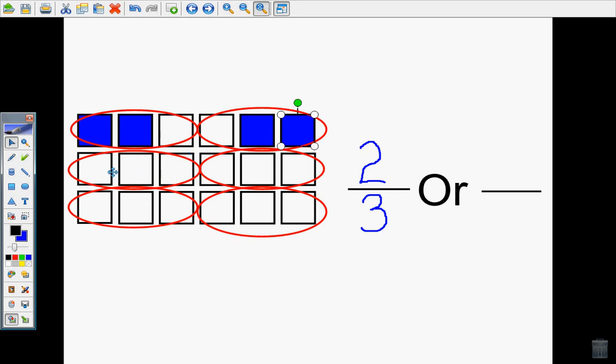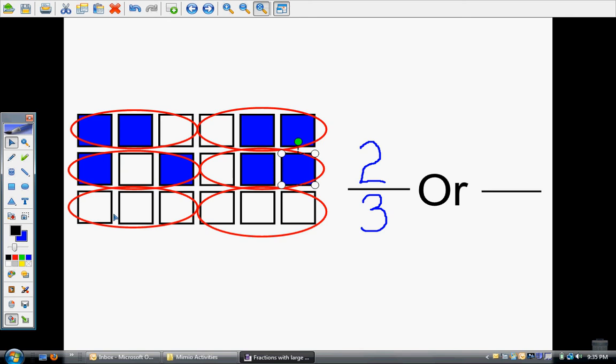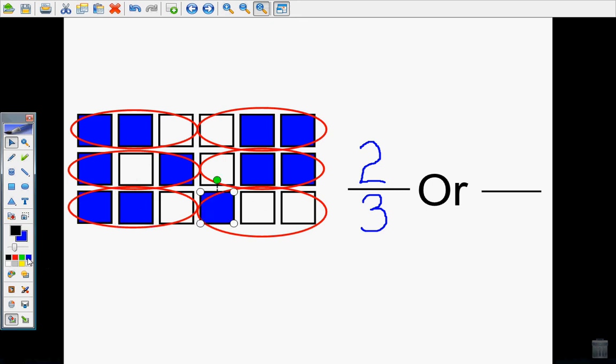I want 2 out of the 3 colored in. Doesn't matter which 2 I color in. Maybe this one and this one. But I want 2 out of the 3 colored in. Moving to my next set, I want 2 out of 3 colored in. Moving to my next set, I want 2 out of 3 colored in. And last but not least, out of this set, I want 2 out of 3 colored in.